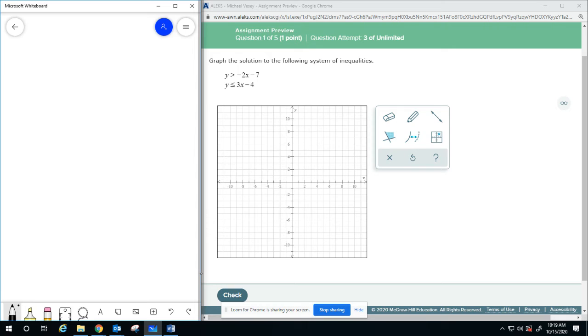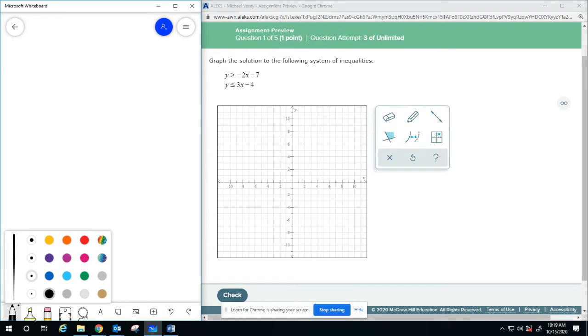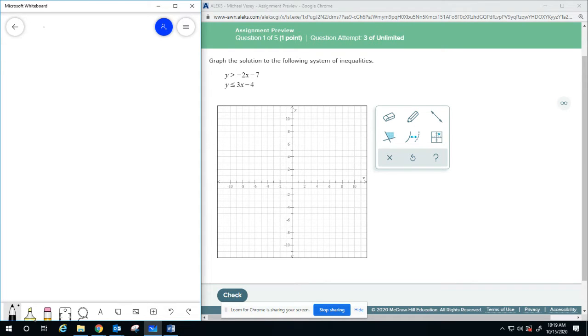Problem where we are being asked to graph the solution to the following system of inequalities, and this is in the program ALEX, and so I'm going to show you how to do it using ALEX. First, we need to make sure that we understand what we're looking at. I have a sketch pad open here on the side so that I can write, because I can't write directly on the ALEX screen, unfortunately.